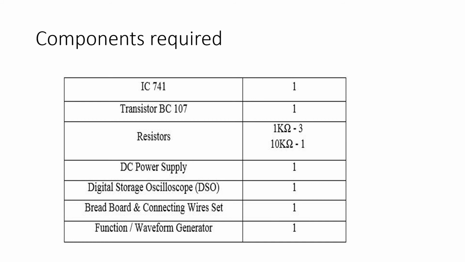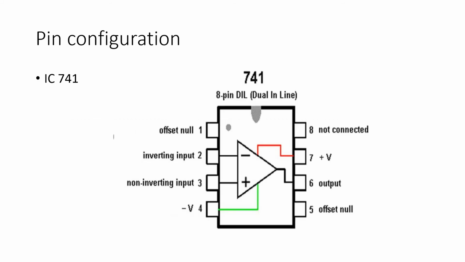So, what are the components required? It is IC741, an op-amp comparator, operational amplifier, transistor BC107, resistors, DC power supply, oscilloscope, and a function generator, and the breadboards and other things.